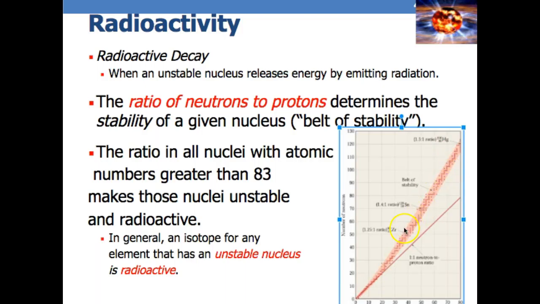We could actually figure out what kind of radioactive particles are going to be emitted from elements that have unstable nuclei. But in general, what you could say is that an element with an atomic number larger than 83 will be unstable. And if you're unstable, you're going to be radioactive. So any unstable nucleus is radioactive. And the reason that it's unstable is because of the proton to neutron ratio.